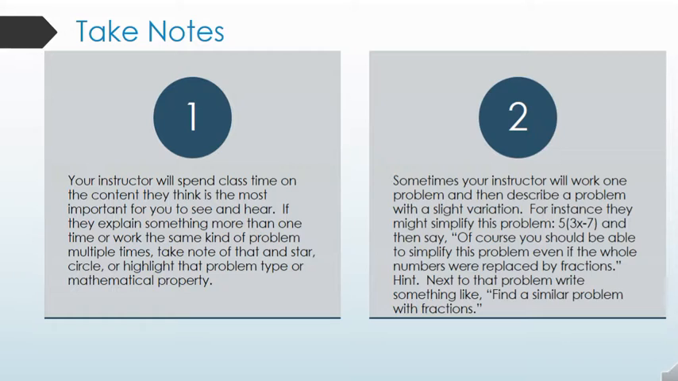Sometimes your instructor will work one problem and then describe a problem with a slight variation. For example, they might say, simplify 5 times the quantity 3x minus 7, and then say, of course, you should be able to simplify this problem even if the whole numbers are replaced by fractions. That's a hint. Next to that problem, write, find a similar problem with fractions. If you don't think you can find a problem like that, stop by your instructor's desk on the way out and say, can you show me what this problem might look like with fractions?